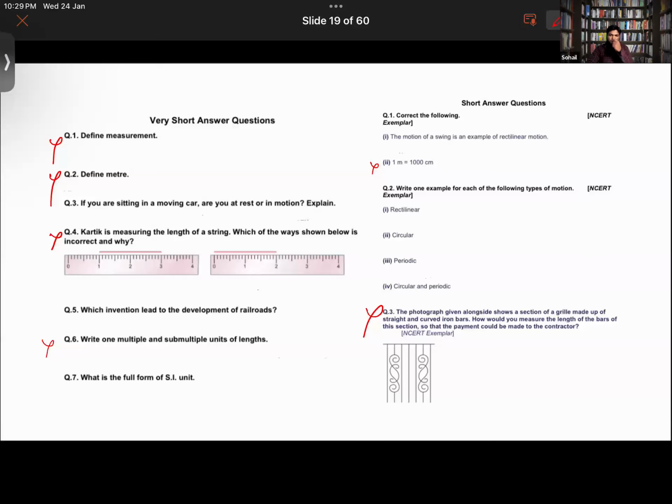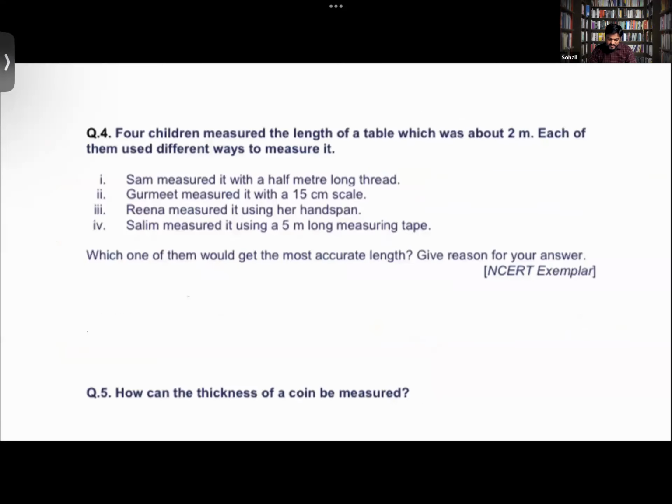Getting it? Yes. Okay, so that is what the answer should be here. Question number 7, the SI unit. What is the full form of it? International System of Units. Usually in French it is said as Système International, that's how it is pronounced. But in English, we say International System of Units. Okay, so that's it. I think we have finished the chapter with these questions.